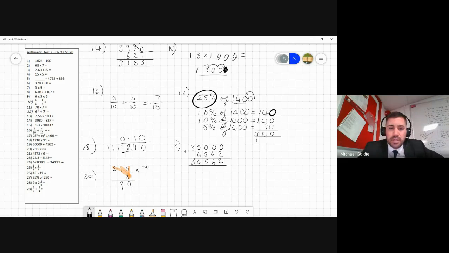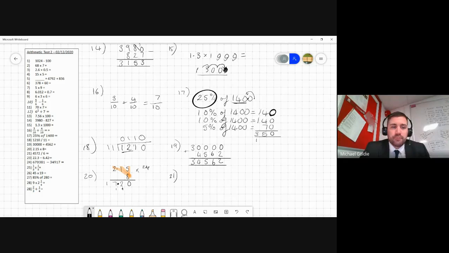Now, this number here was to 2 decimal places. And what we need to do is bring the answer in 2 decimal places as well, just like that. So that gives you the answer of 17.2 or 17.20.